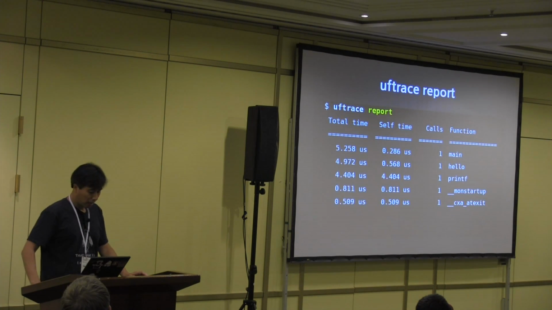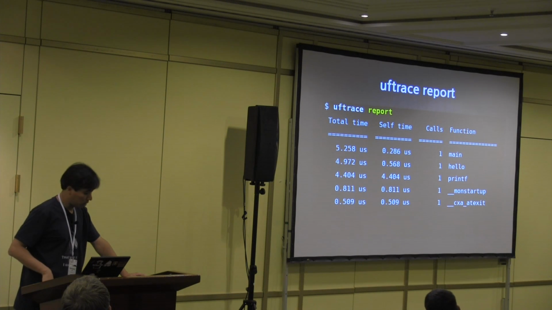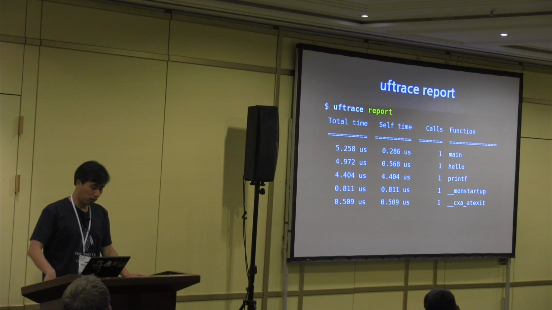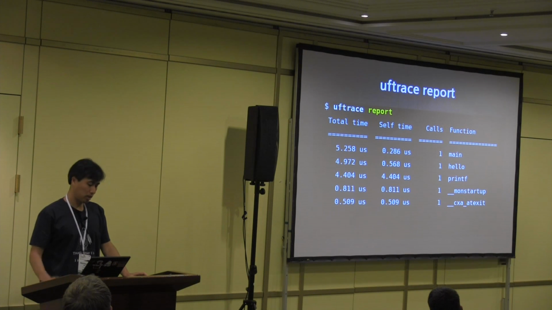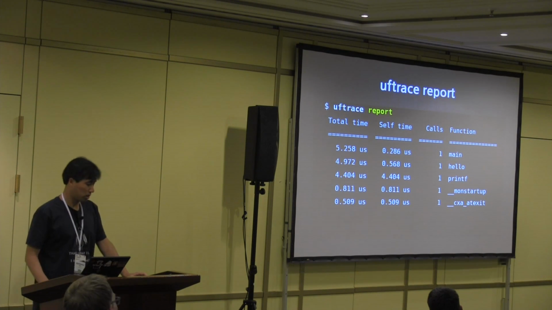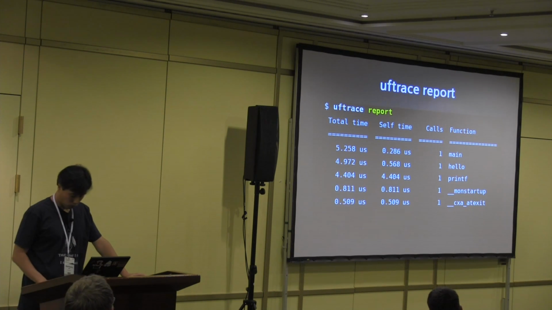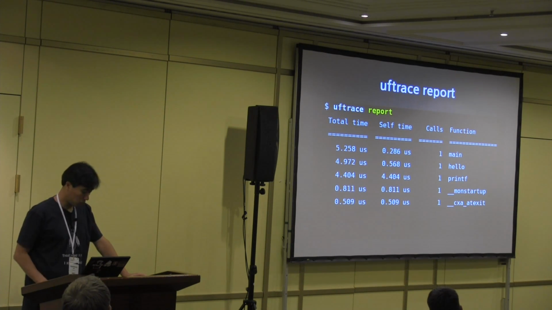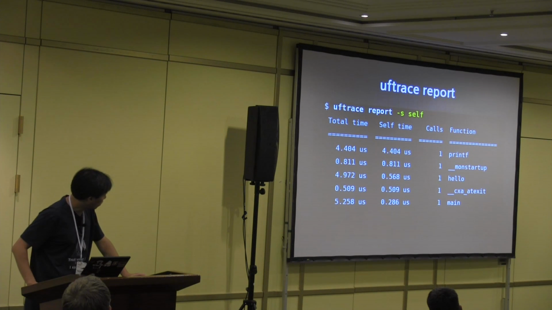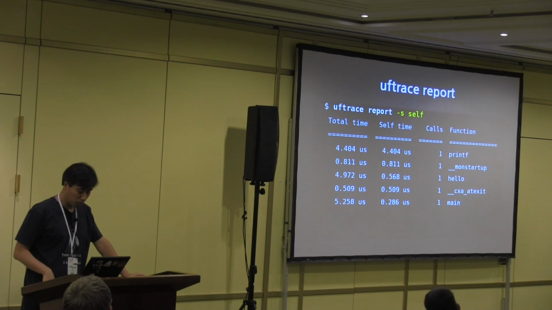Okay. And there's the uftrace report command. It shows performance statistics of the program. It shows total time, self time, and number of calls for each function. And basically it sorts the result using the total time. You can also sort by self time or number of calls using the -s option.